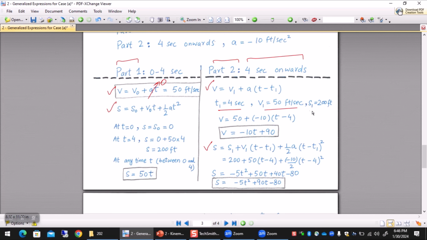V1 was 50 feet per second because it remained constant for the first 4 seconds. So at 4 seconds it was 50. And exactly at 4 seconds, the displacement would be 200 feet, constant velocity multiplied by the time of 4 seconds. So it will be simply 50 times 4, right? 200 feet. So when I put in these numbers, I exactly get the same two equations, this one and this one at the bottom, which we derived by first principle also.